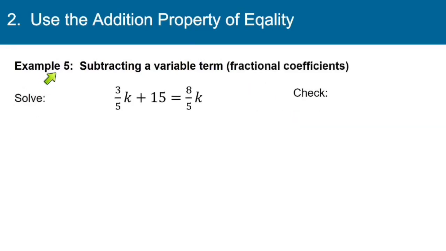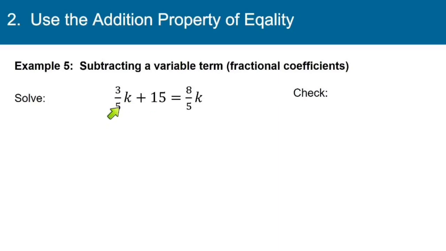Now, here in example 5, we have an equation with fractional coefficients. That is, we have coefficients that are fractions. And that's fine. They behave just like any other coefficients that you might have. So we're going to solve this using just the addition property of equality. That is, we're going to do it the same way we've been doing it. But I do want you to know that there is a better way to do this, and I'll show you that in the next section when you're ready for it.